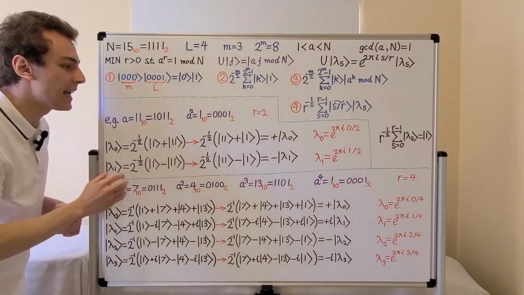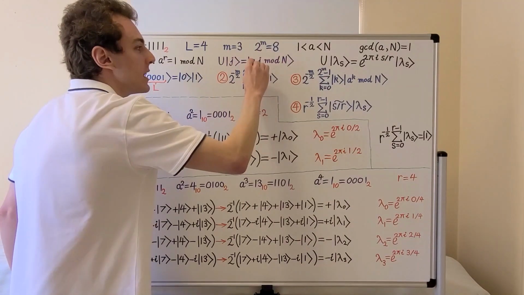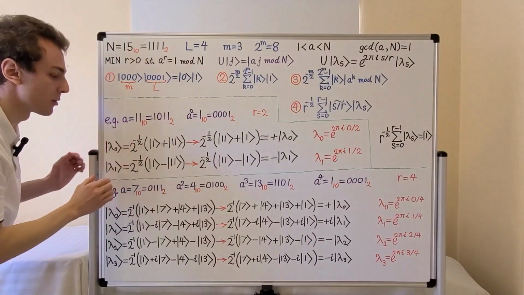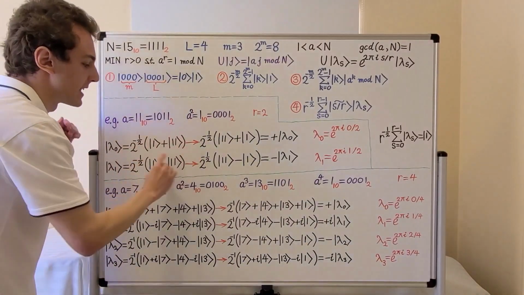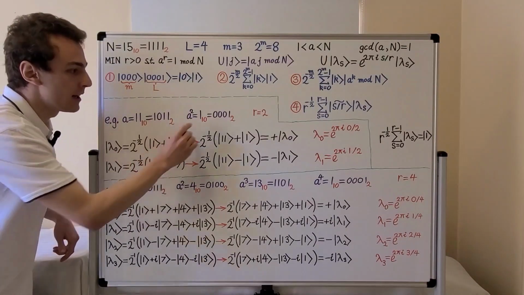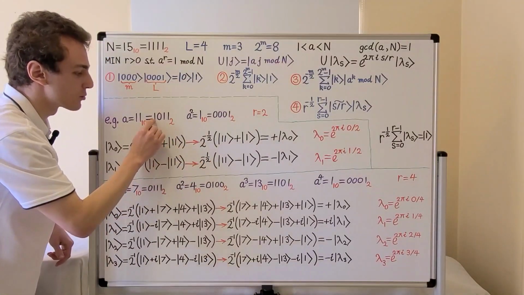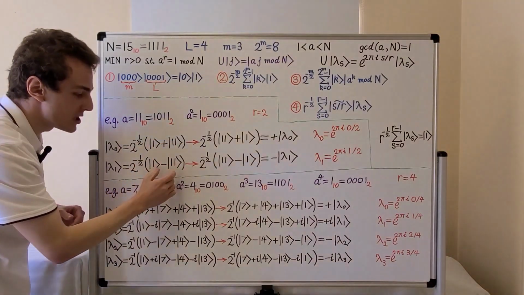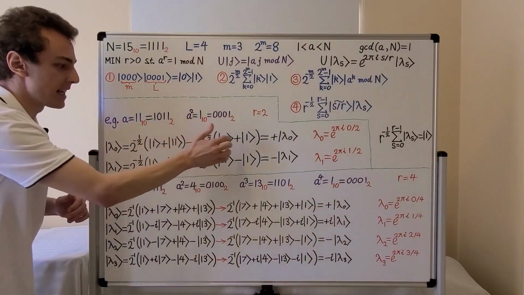Now let's analyze the eigenstates. So if we consider this unitary operator, where A is equal to 11 and n is equal to 15, then these are eigenstates of that unitary operator. And we can call them lambda 0 and lambda 1. So the first eigenstate is a superposition of the 1 state and the 11 state. So this 1 can also be written as 0, 0, 0, 1, and this 11 can also be written as 1, 0, 1, 1. So here we have a superposition, and over here we have a superposition with a relative phase of -1.